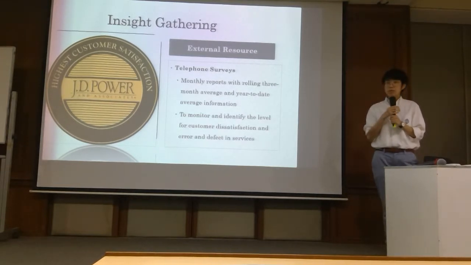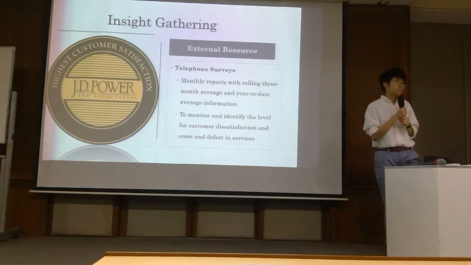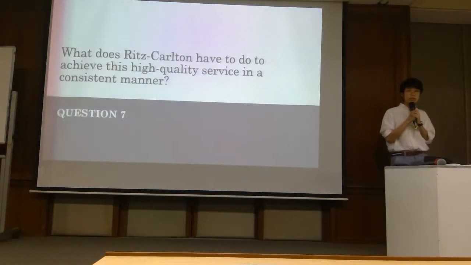So after this survey, JD Power will also provide a monthly report with year-to-date information and also 3-month rolling information. This will help Ritz-Carlton to see short-term and long-term trends and can address any prominent incoming issues that would impact customer satisfaction.